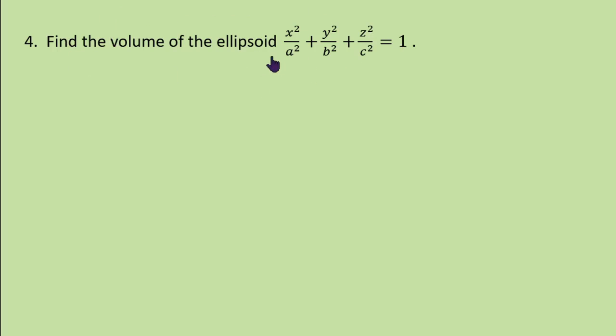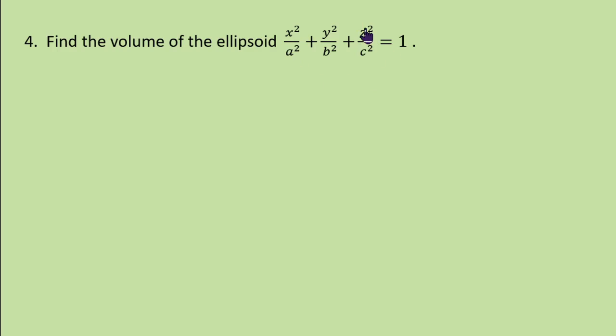Now, to find the volume of this ellipsoid, consider the volume in the first octant. The required volume is 8 times the volume in the first octant. In the first octant means x varies from 0 to a, because x square equal to a square means x equal to a. For each x, y varies from 0 to b into root 1 minus x square by a square.